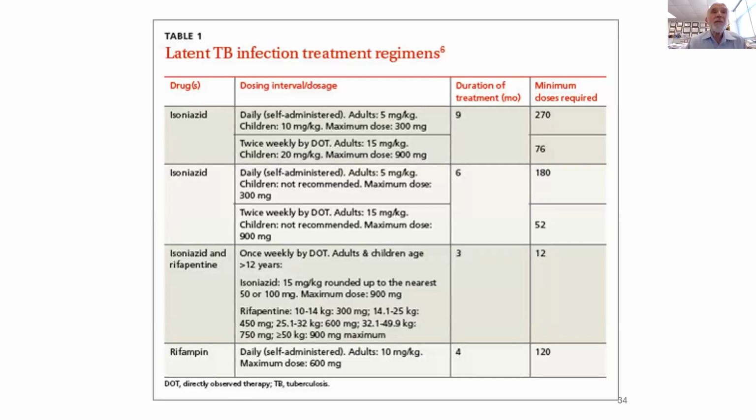So this is treating latent TB. And what you'll see here is the drugs on the left. The main drugs that are used are either INH or rifampin. And what you'll see is different scenarios here. If you do INH, most of the time you'll treat for between 6 and 9 months. Now, all my HIV patients that have latent TB, I treat for 9 months because even if their T cells are normal, I consider them somewhat immunocompromised. But you can determine what your status is, but the minimum would be 6 months. And that's assuming you can do it daily or twice weekly, depending on how you want to do the regimen here.